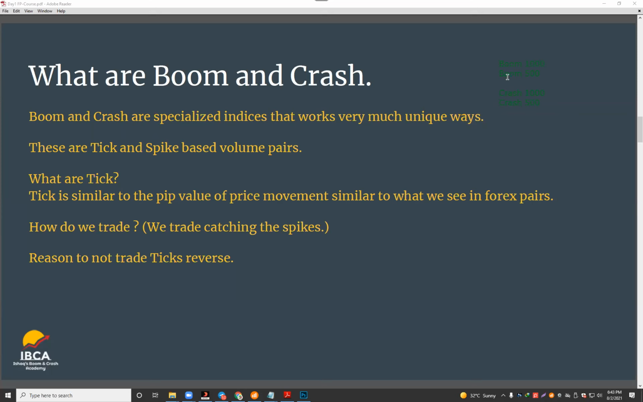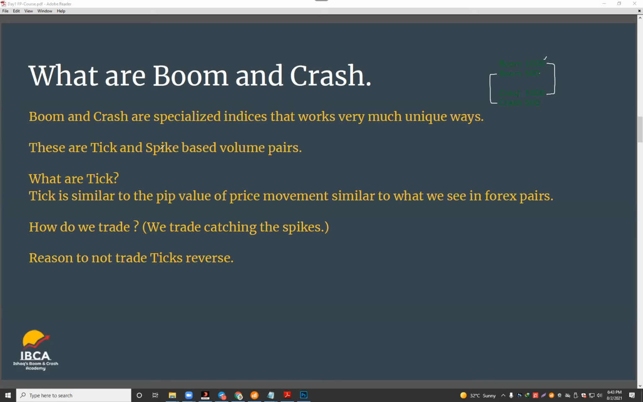The structure of Boom and Crash 1000 is the same. These two are the same in structure, and the structure of Boom 500 and Crash 500 is different in the return. Not different in appearance, but different in return. If you are getting too much profit in Boom 1000, it is possible you cannot get as much profit on Boom 500. So this difference we will talk about later.